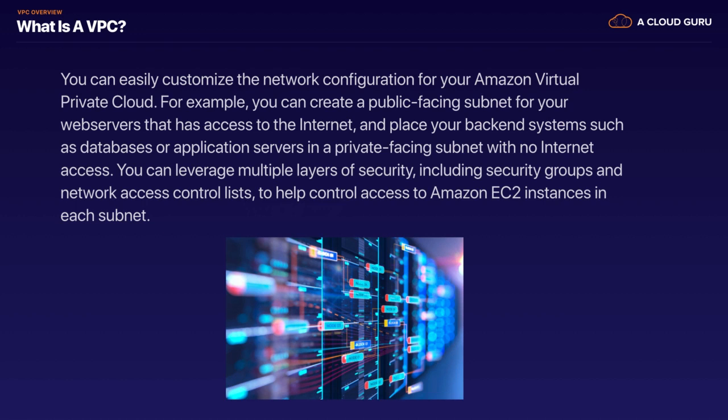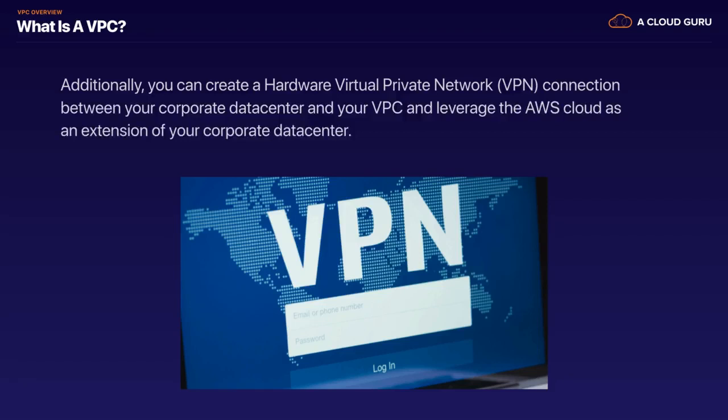And you can leverage multiple layers of security, including security groups, as well as network access control lists, to help you control access to Amazon EC2 instances in each subnet. Additionally, you can create a hardware virtual private network, or VPN, connection between your corporate data center and your VPC and leverage the AWS cloud as an extension of your corporate data center.